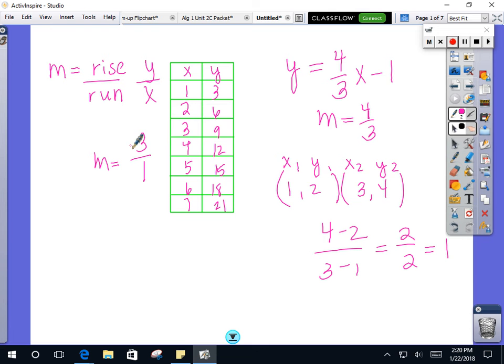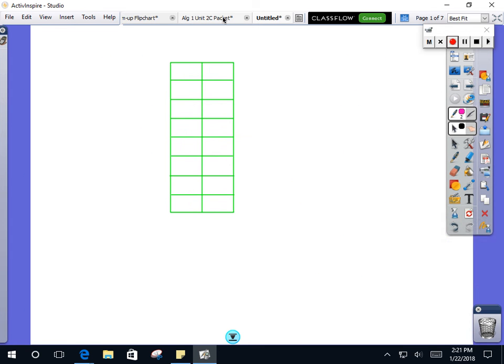The y pattern goes on top, the x pattern goes on bottom, because rise over run, y over x. But if you can't do it, like say you don't notice a pattern, pick 2 points, plug them in the slope formula. Okay, so that's what we learned how to do last week. This week, we're going to be learning how to find the y-intercept.